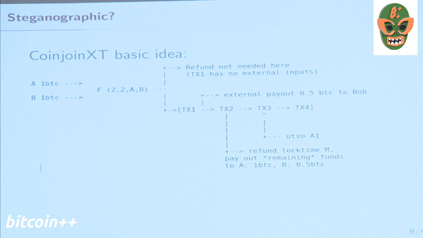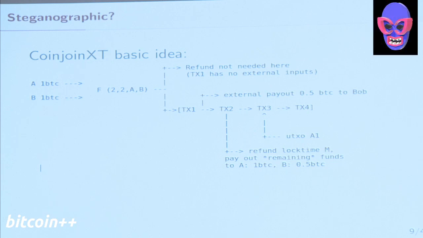But CoinJoin XT basic idea. I know this is a crappy text diagram. Maybe you can't see it very well. Apologize for that. I can stand up, can't I?